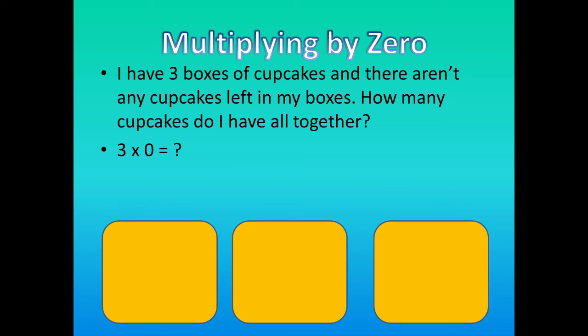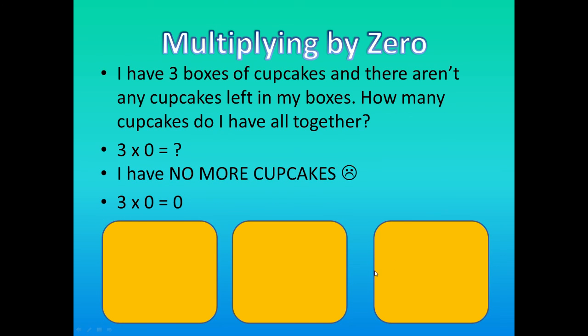And you can also count this out as well. So how many cupcakes do I have in each box? I don't have any cupcakes in my boxes anymore. So the rule when multiplying by 0 is when you multiply by 0, the answer is always going to be 0. And as you can see here, we don't have any cupcakes left. So since I have no more cupcakes, which is very unfortunate, 3 multiplied by 0 equals 0.